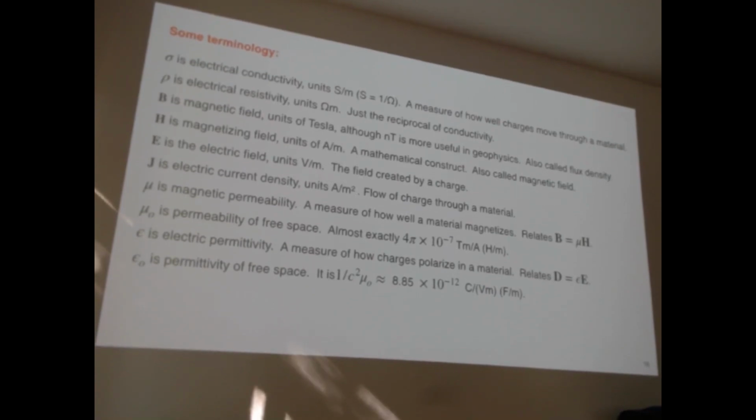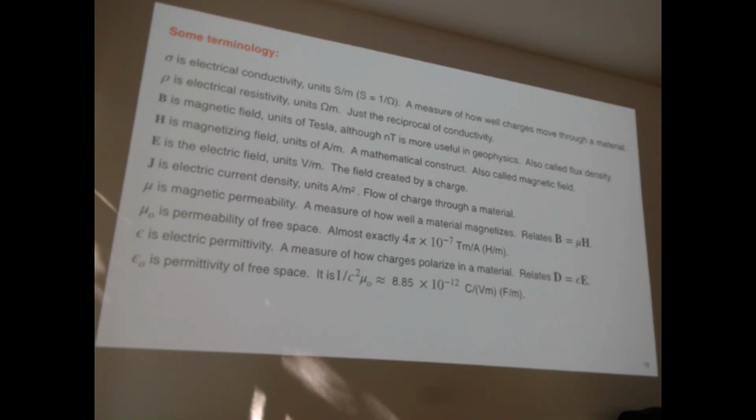So yeah. E is the electric field. It's just units of volts per meter, and it's basically the field created by electric charges. J is electric current density. It's in amperes per square meter. That's a flow of charge through material.